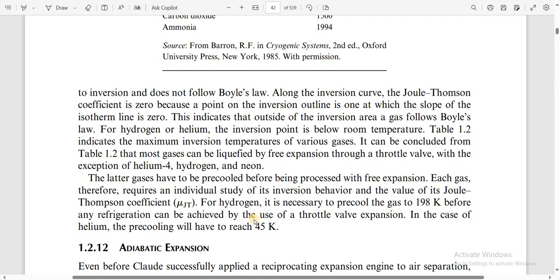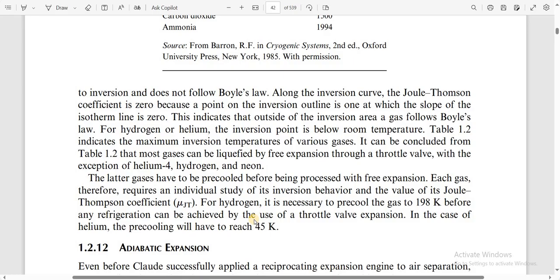Inside the inversion curve the gas does not follow Boyle's law. Along the inversion curve, the Joule-Thomson coefficient is 0, because the point on the inversion curve is one at which the slope of the isothermal line is 0. This indicates that outside of the inversion area, the gas flows differently. For hydrogen or helium, the inversion point is below room temperature.